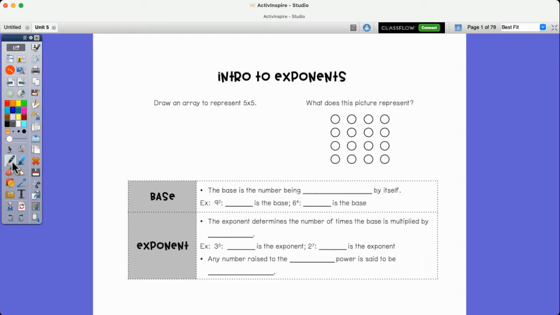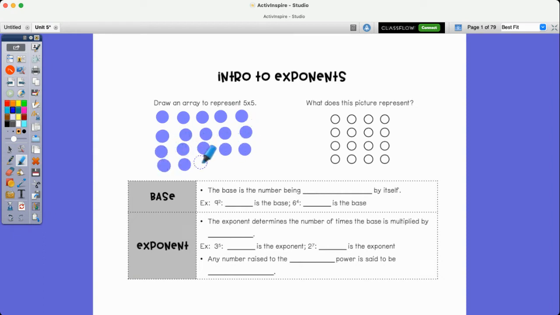So, the first thing we're going to do is draw an array that represents 5 times 5. Let me make this a little bit bigger. Okay. 1, 2, 3, 4, 5. 1, 2, 3, 4, 5. 1, 2, 3, 4, 5. So that's an array, models, things that I love. Then we have 5 this way and 5 this way. And so we know that we have 25, right?